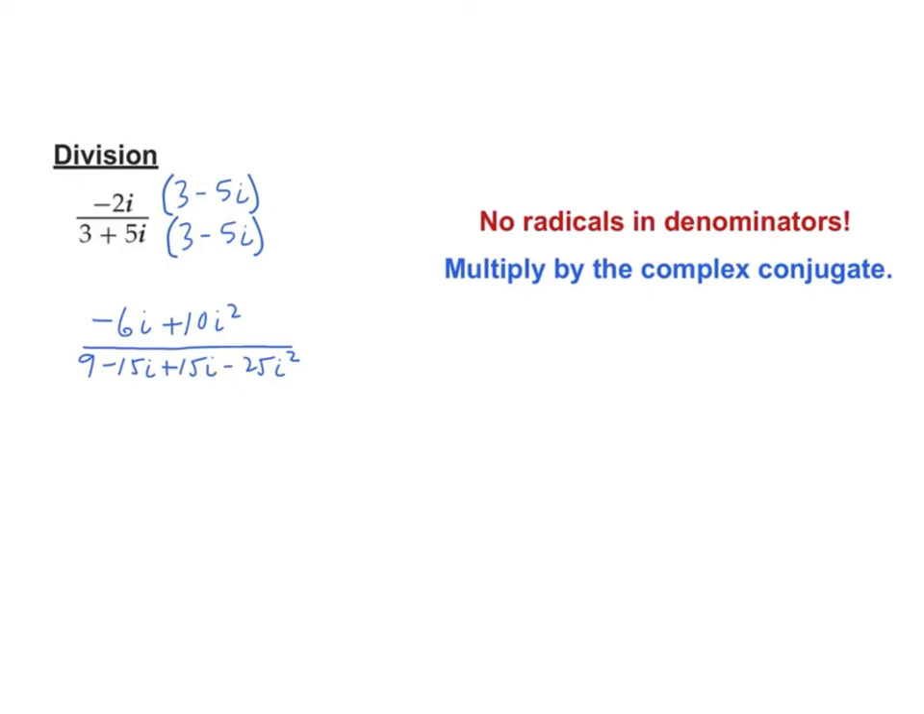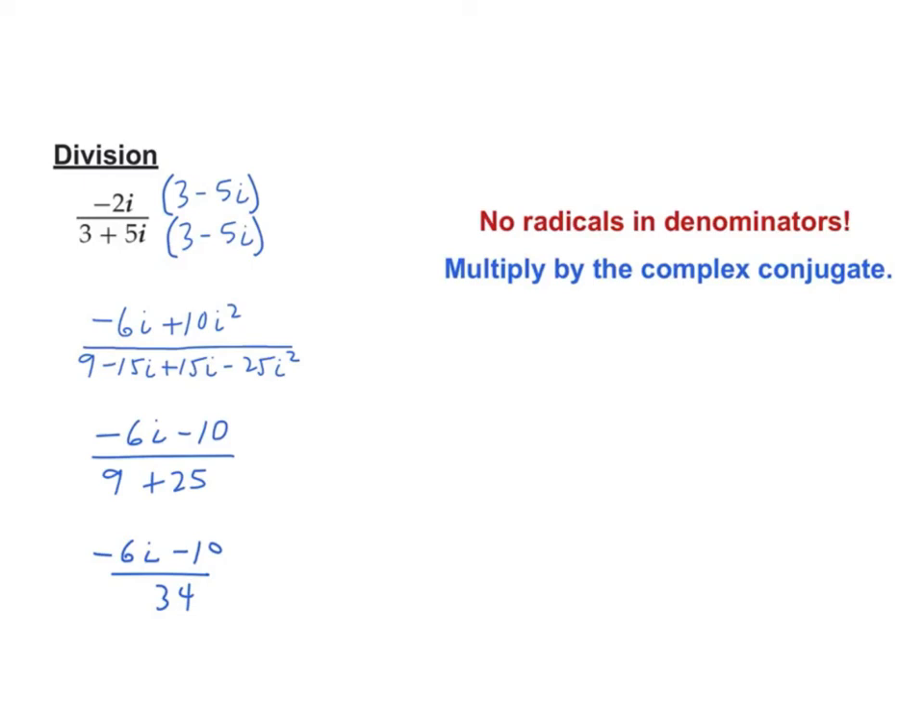Which is good because on the bottom it's going to have a real number. So this becomes negative 6i minus 10 on top, 9 plus 25 on the bottom. So I have a real number now. I multiplied two imaginary numbers together and got a real number. So here's where I'm at so far.